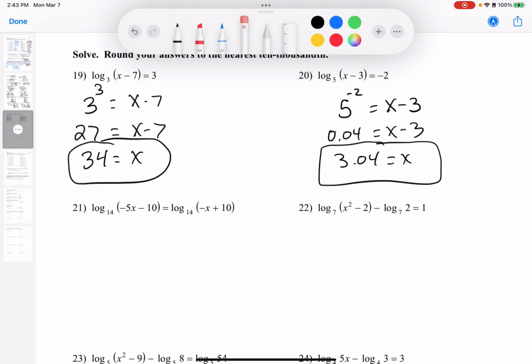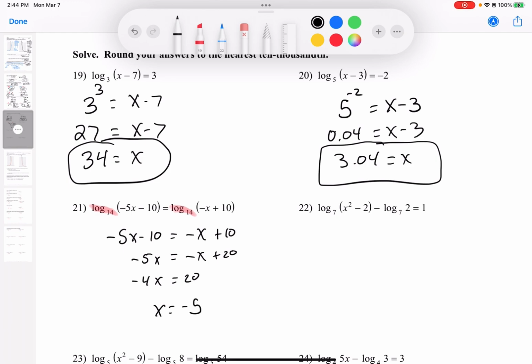Question number 21. I said we have to have single logs, so we've got 2 single logs. These single logs have the same base. Remember, if you have 2 logs with the same base, this is log base 14 and log base 14, then their arguments have to equal each other. So I'm going to add 10. That's negative 5x equals negative x plus 20. Add x, so negative 4x equals 20. x equals negative 5. There's your solution for 21.